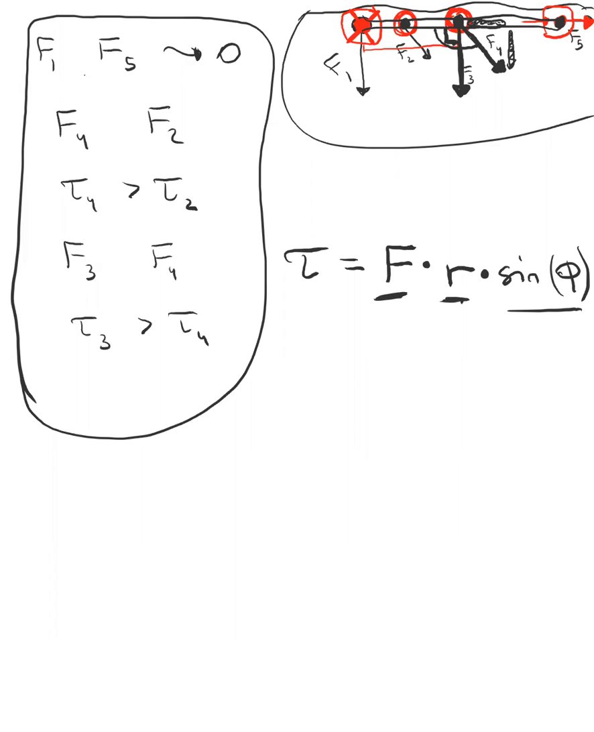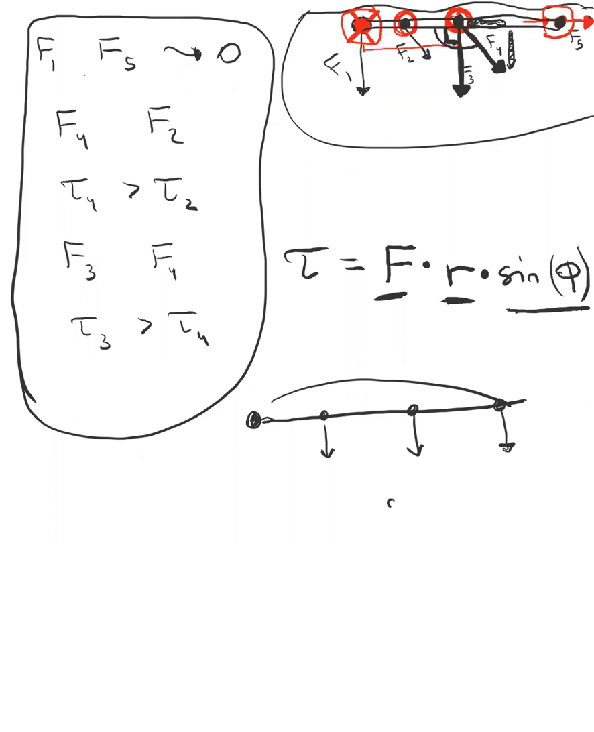So this R is the distance from the pivot point. Again, let me draw this rod over here. This could be a door, for example, a top view of the door. And then this R tells you that the further away you apply your force, the more efficient this force is at rotating things. So this force would be the most efficient force at rotating things. And then we have this angle here.